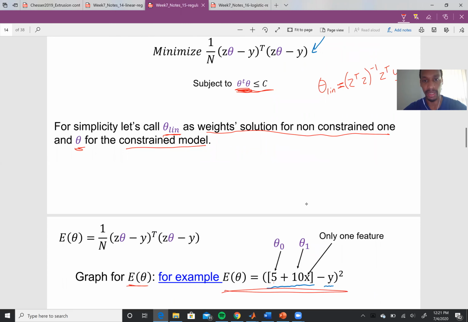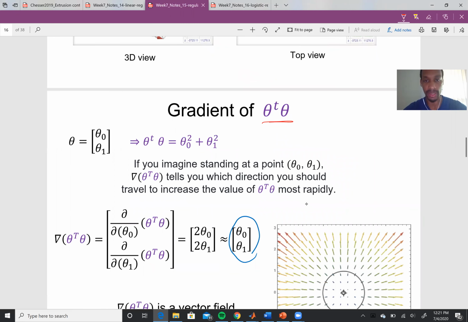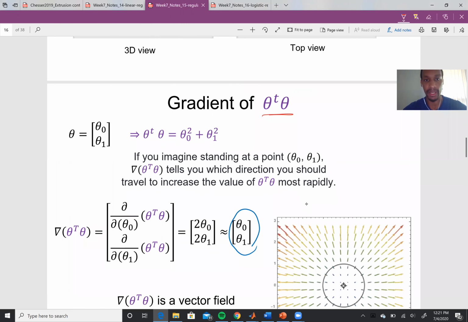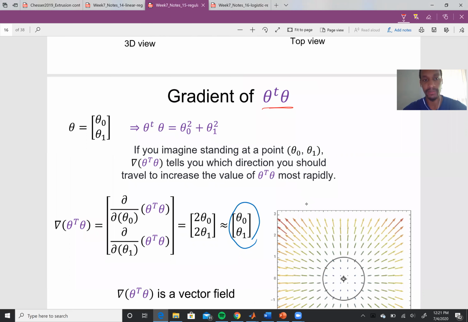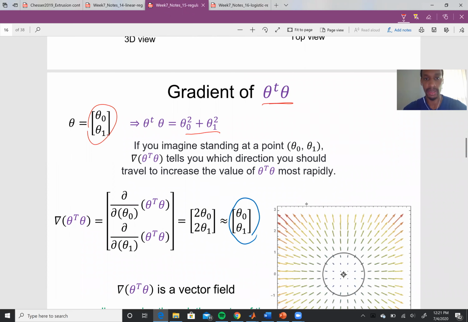So the theta transpose theta. If we take this theta and we take the transpose of it and multiply by theta, then we'll get this equation, which is just theta 0 squared plus theta 1 squared. And remember that we're saying that this has to be less than or equal to C.